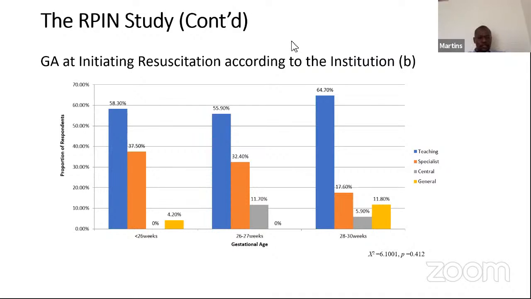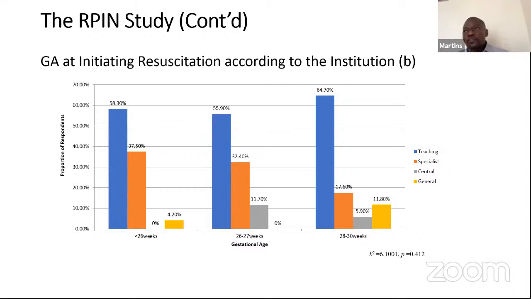So we also looked at, in the public hospitals, the teaching hospitals, the specialists, the central, and the general, what percentage of doctors will resuscitate less than 26 weeks. Strikingly, it was discovered that doctors in central hospitals do not resuscitate a baby less than 26 weeks. And I'm actually surprised that in general hospitals, about 4% of respondents say they will resuscitate babies less than 26 weeks. And central hospitals actually have more funding, more equipment, and more manpower compared to the general hospitals. Again, it still shows that our government funded hospitals still resuscitate these babies.